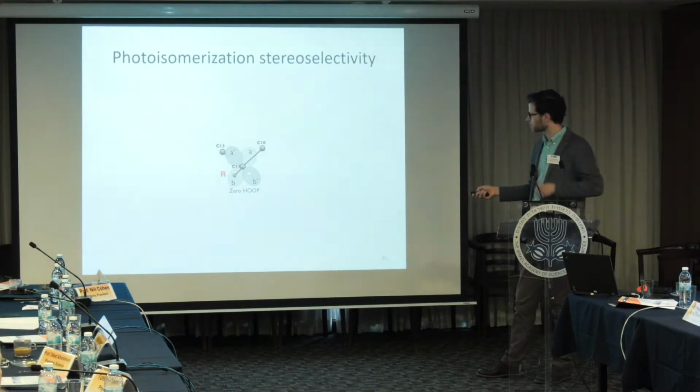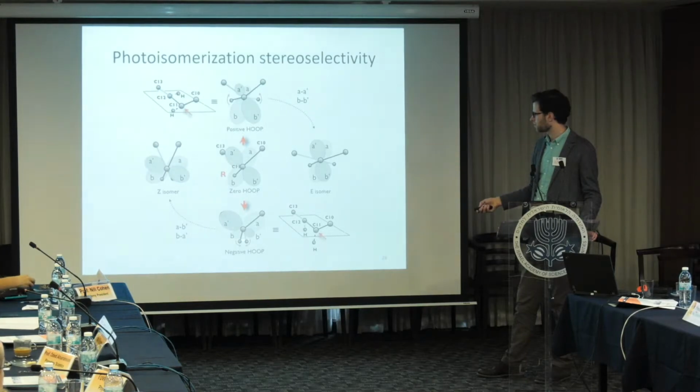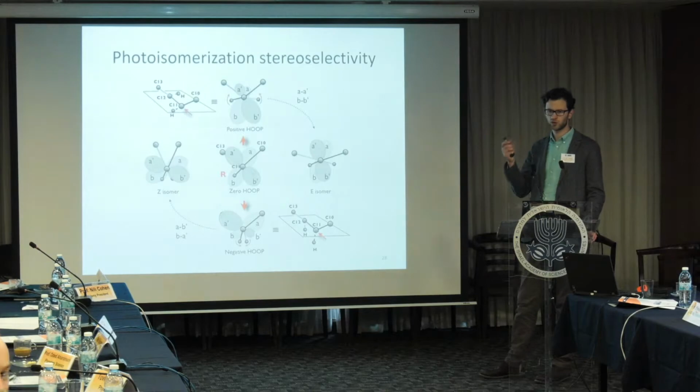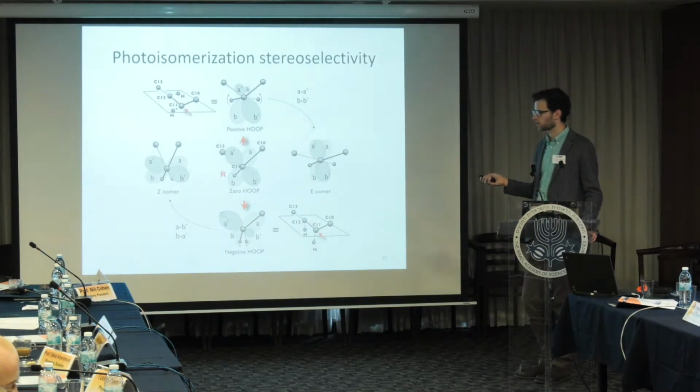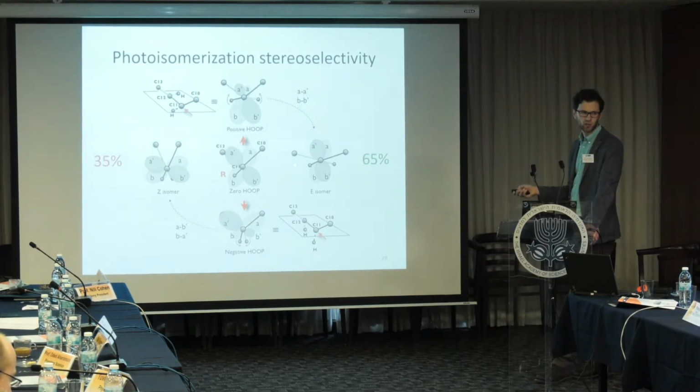The hydrogen atoms can move towards each other. This will increase the overlap of B and B prime lobe, and this will lead to the trans isomer. While in the other case, if they move towards each other, it will increase the overlap of B and A prime, as well as B prime and A, and this will go back to the cis. Now, I told you at the beginning, the quantum yield is around 65, 67%. So it means in nature, 65% completes the reaction and 35% goes back.